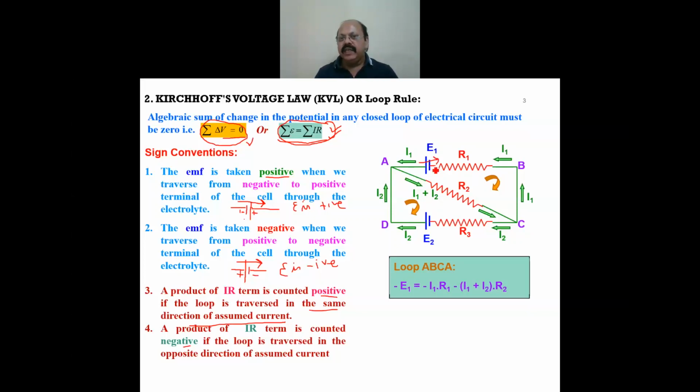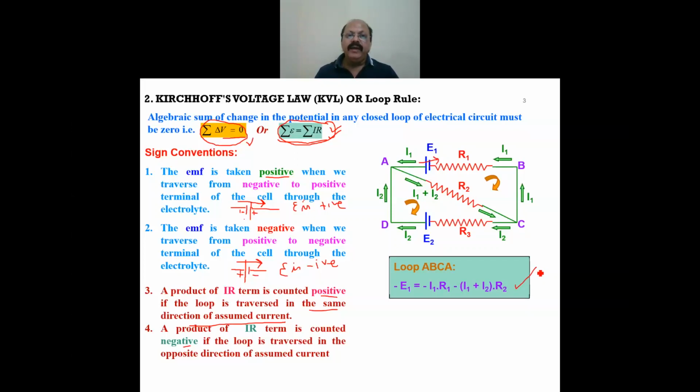Now you see that the direction of the current is from positive to negative terminal, and the loop's direction is A, B, C, A. So the loop's direction is opposite to the direction of the current. That's why the product of I1 and R1 is negative, equal to minus I1 R1. Similarly, in the case of I2, the loop direction is opposite to the direction of current, so minus (I1 plus I2) R2. I think it is clear to everybody.